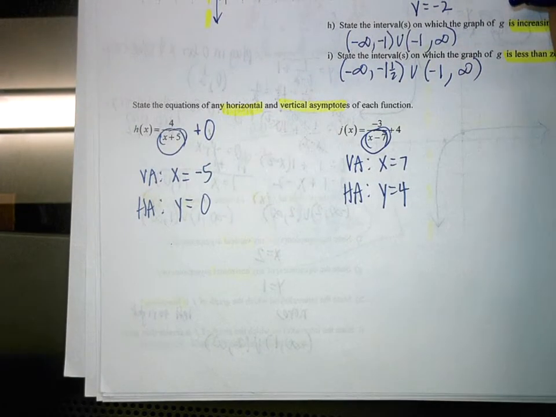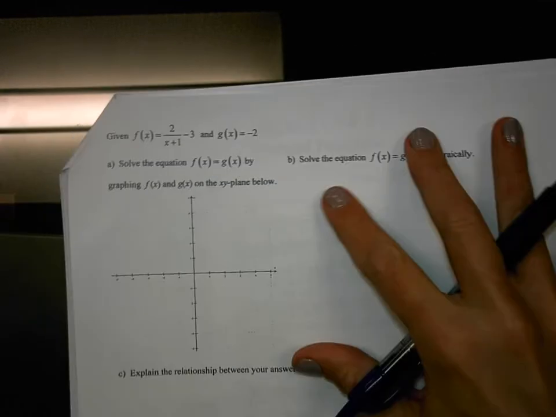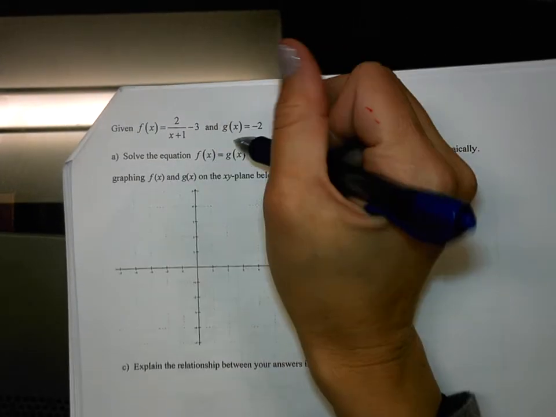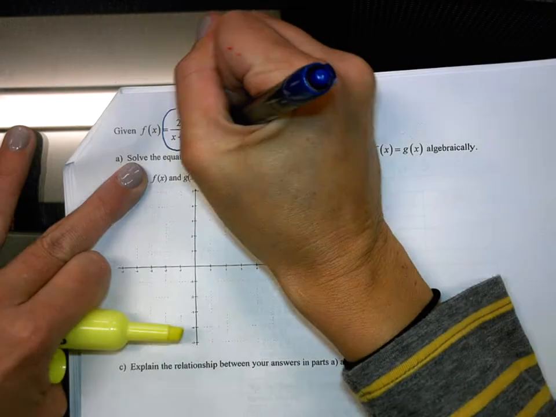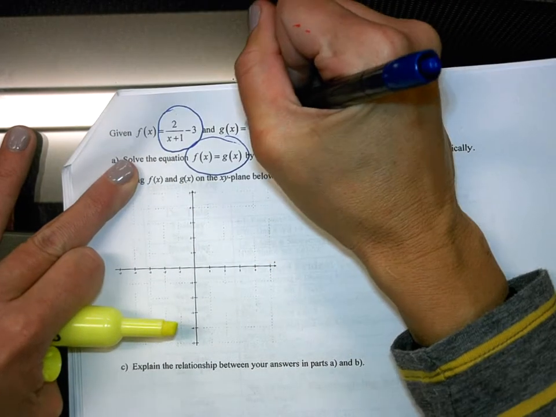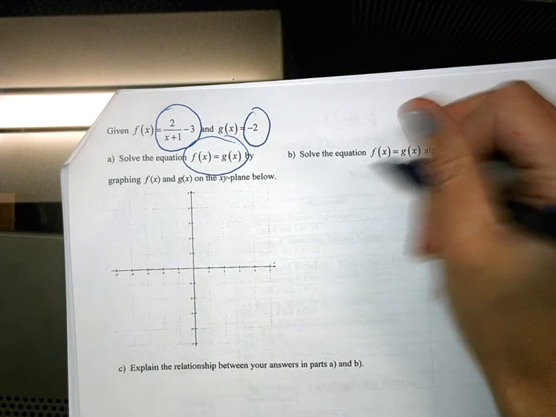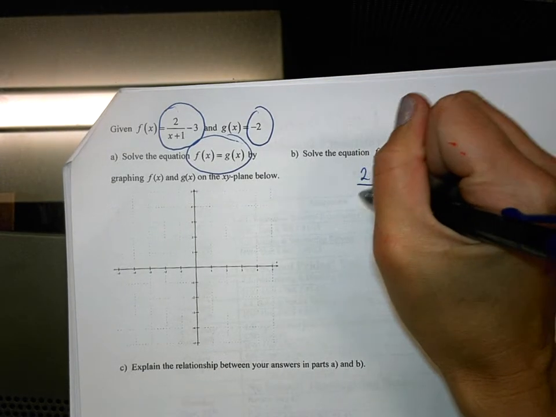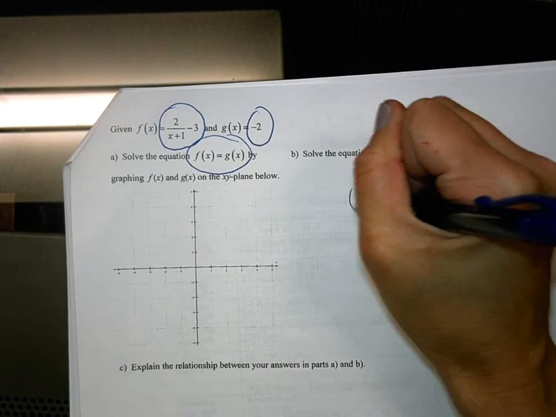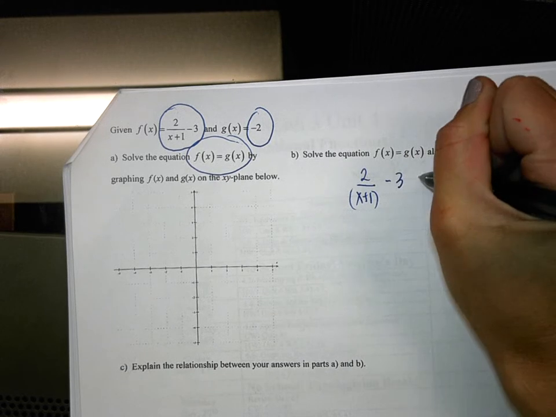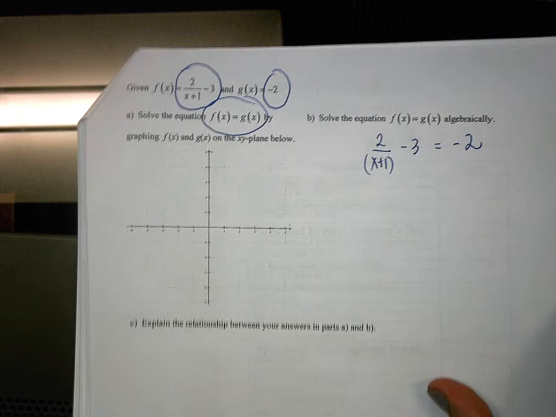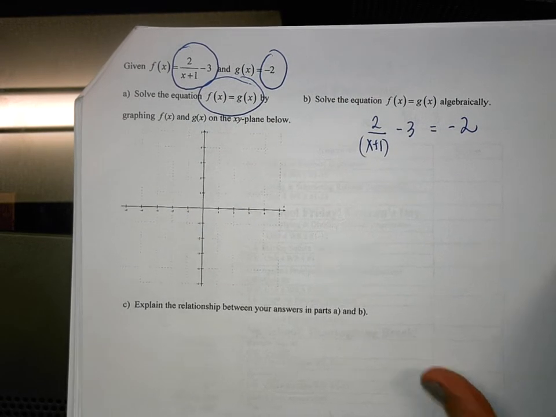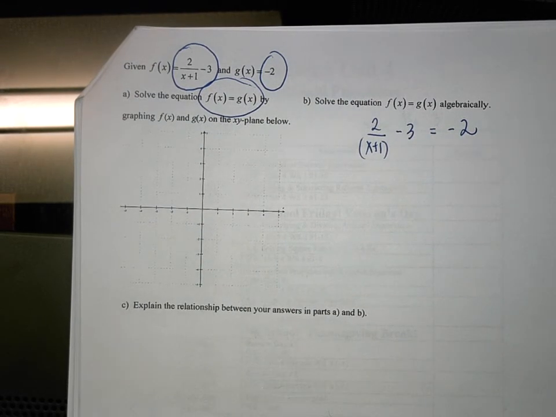Okay. All right, so real quick, because I know we're running out of time, they asked you to solve the equation f of x equals g of x. Here is f of x. Pay attention to the whole thing. Here is g of x. So if I write that, I have 2 over x plus 1 minus 3 equals negative 2. Now, what would I do to solve this? When you're graphing, it's best for it to be set equal to 0.